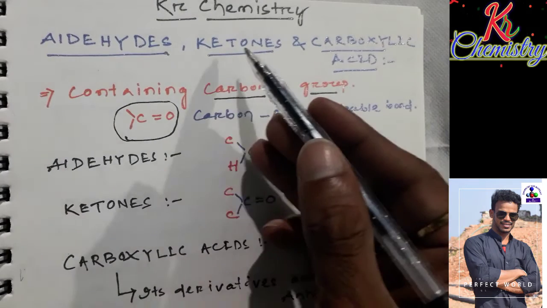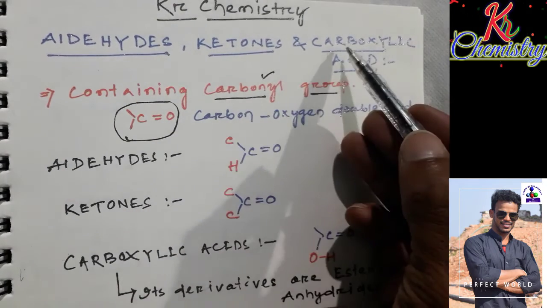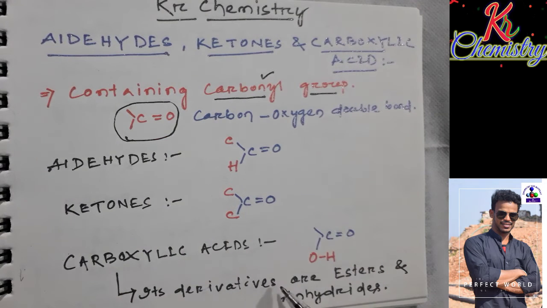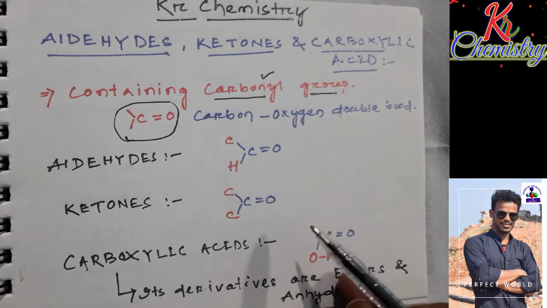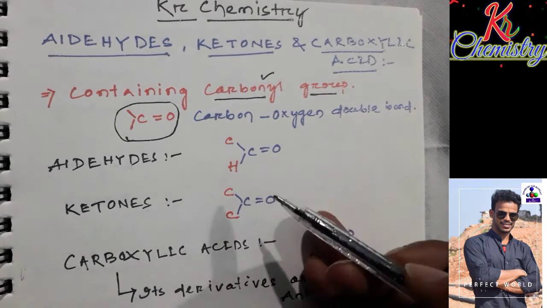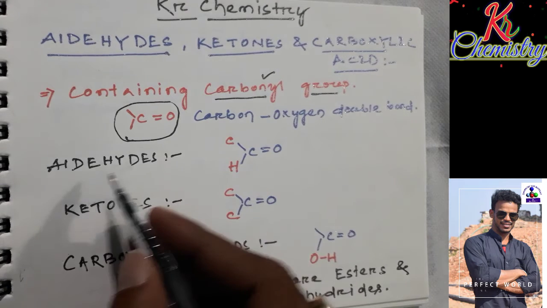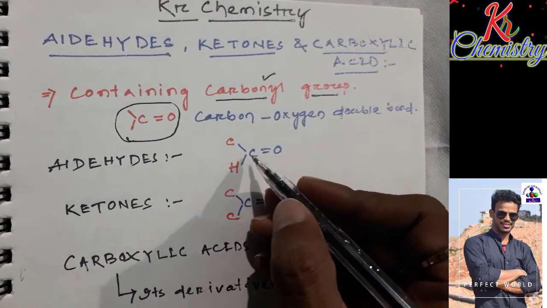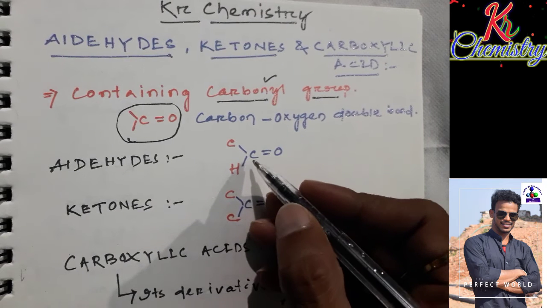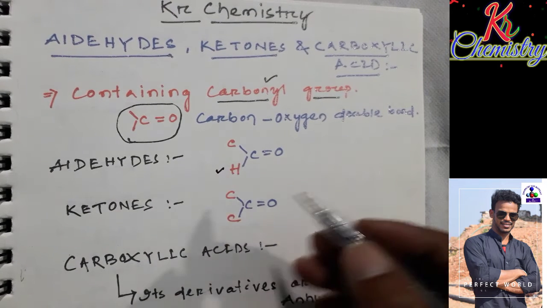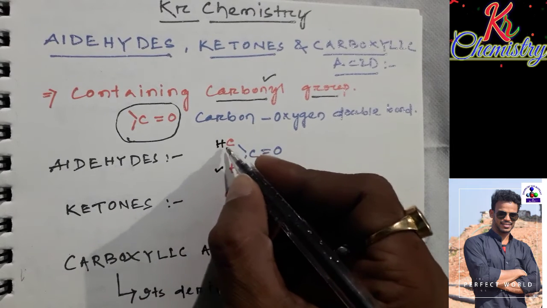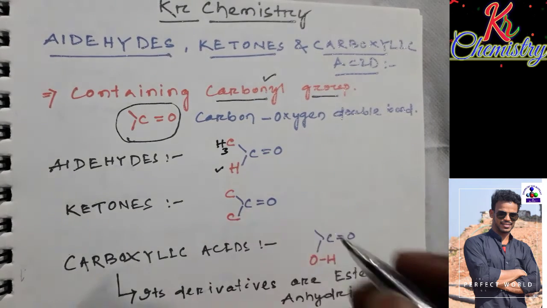Besides these three, aldehydes, ketones and carboxylic acids, the acid derivatives like esters, anhydrides, acid chloride, acid amide also contain a carbonyl group. The structure of the aldehyde group is C double bond O, and one side of the carbon compulsorily contains a hydrogen, and the other side is an alkyl group, that may be CH3, that may be C2H5.